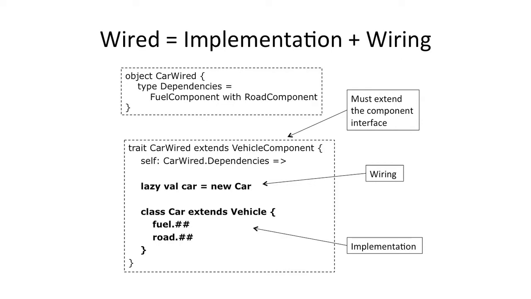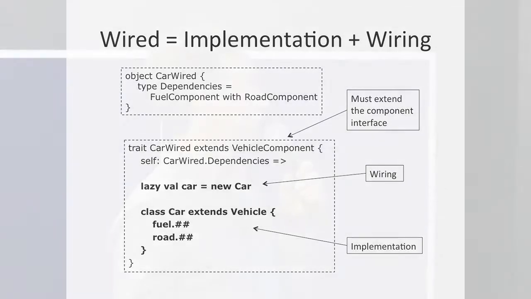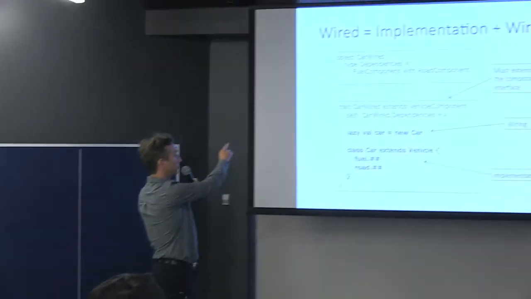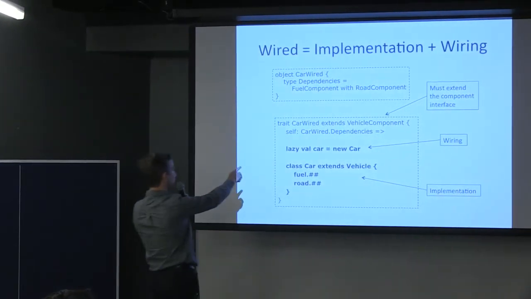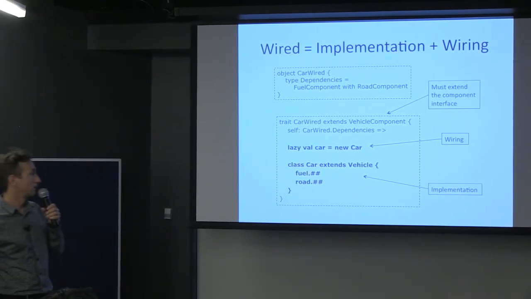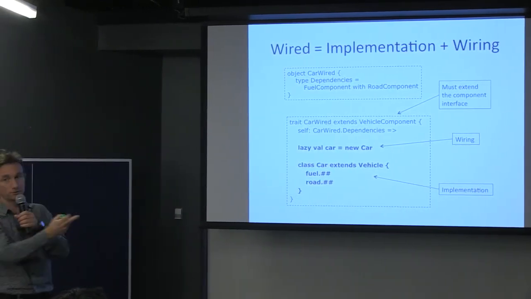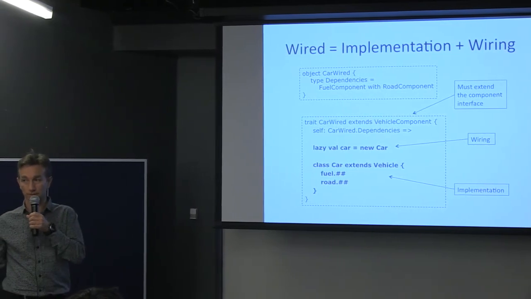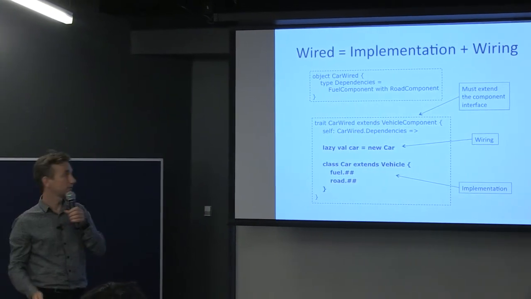Just to reiterate, wired is basically implementation plus wiring together. In that case, we must extend the component interface to give us the wired, and we've got to do both the wiring and the implementation together, all in one place. The wiring is usually so trivial that you're just instantiating the class, for example, in this case.